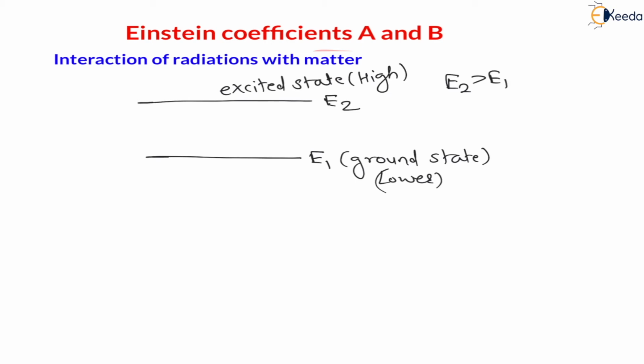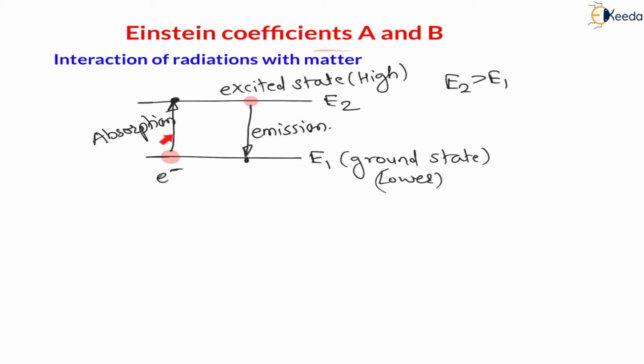Now my dear students, first of all I will explain what absorption and emission are. Whenever any electron moves from the lower energy level to the higher energy level, this process is called absorption. And whenever any electron moves from the excited state or higher energy level to the lower energy level, this process is called emission, right?